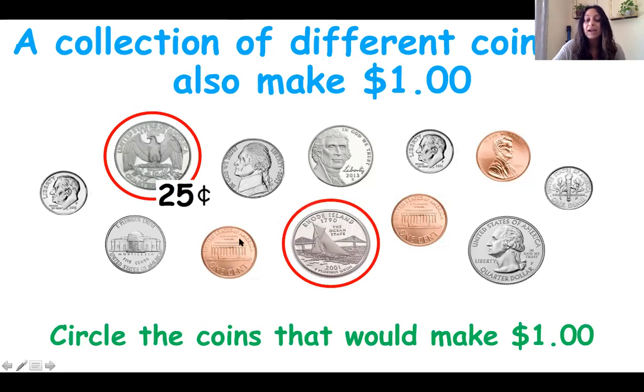So far, 25 cents, 50 cents. See how I'm writing, how I'm counting as I circle and pick the coin so that I can keep track of how much money I have so far. Now I'm at 50 cents. Let me see if I can find another quarter.